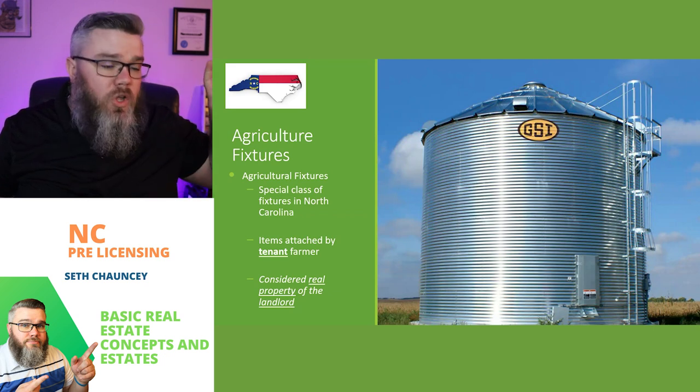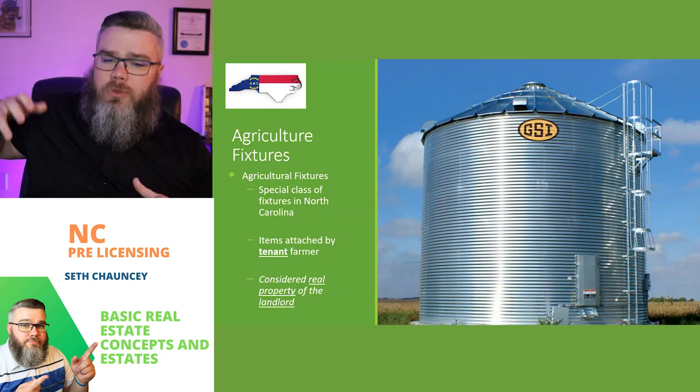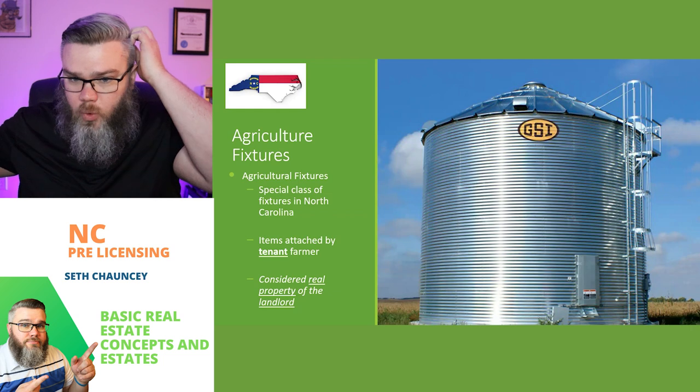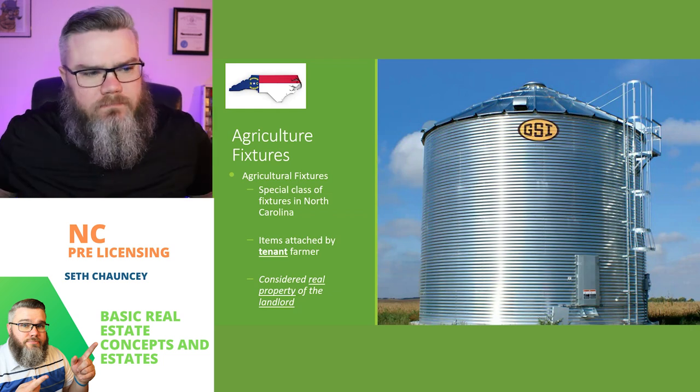So, trade fixture, personal property. Agricultural fixture, real property. This is all verbiage stuff, folks. This is level one. You just got to know what the heck it is. What you got, Josh?